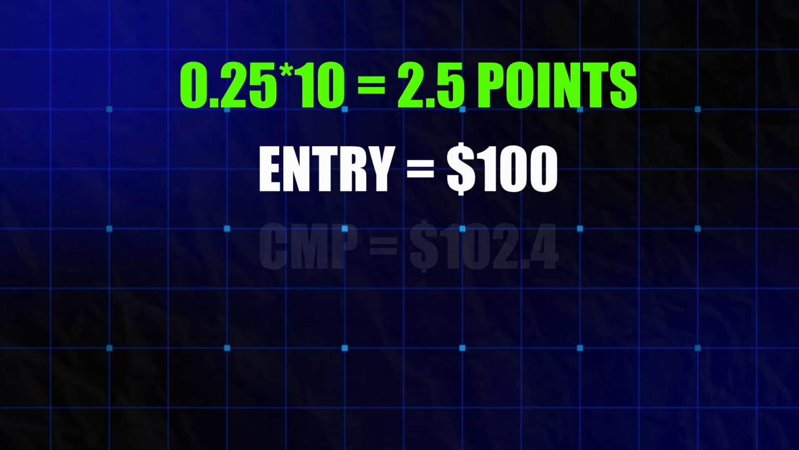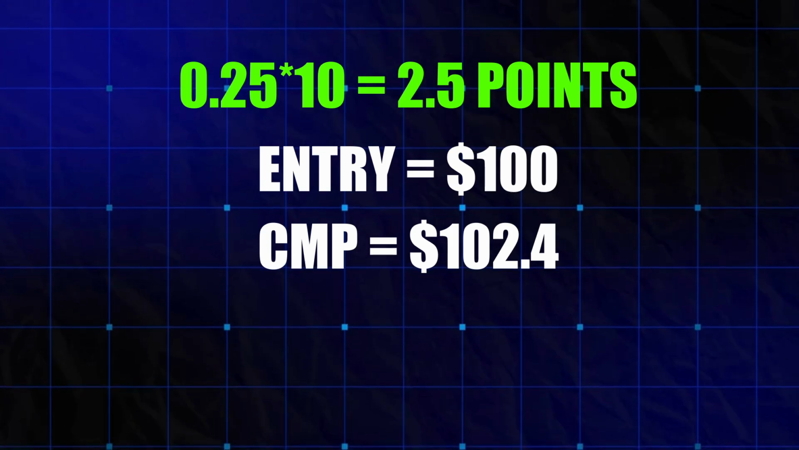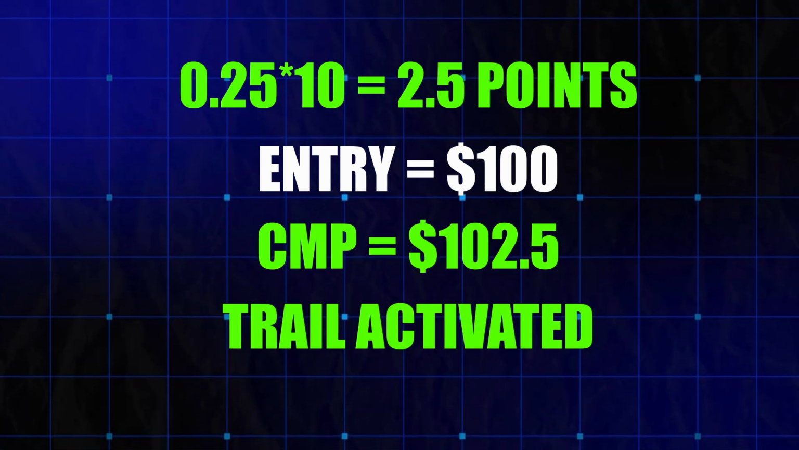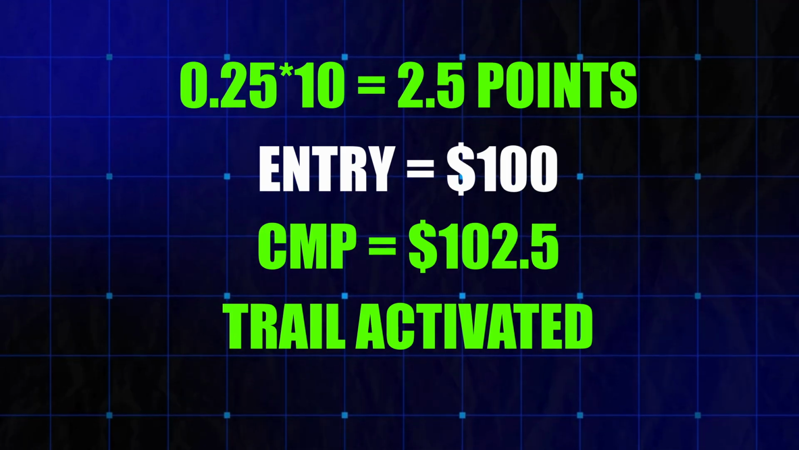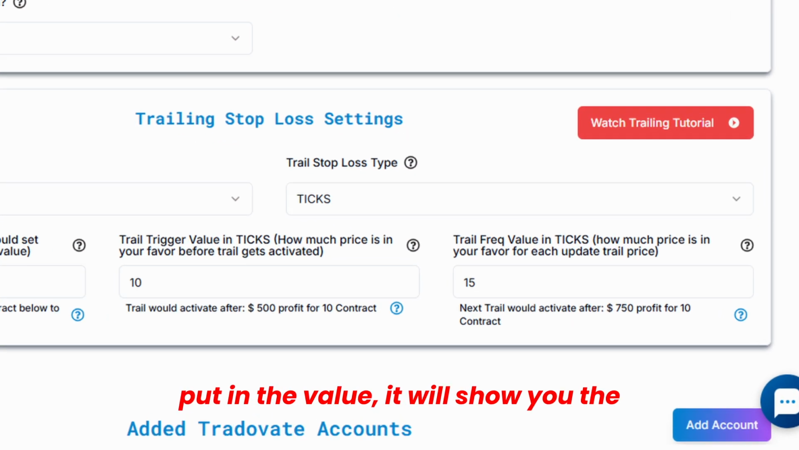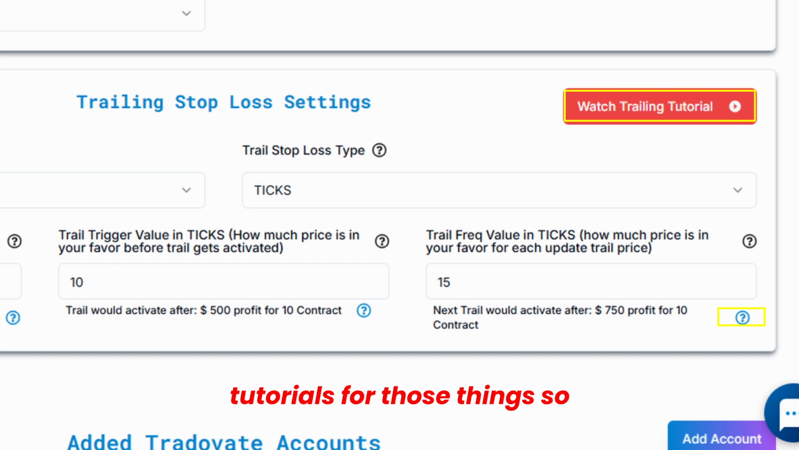So if the market moves to 102.4, then nothing will happen. And when it moves to 102.5, the trail gets activated. And here, after every 15 tick movement in your favor, the trail will get triggered. Here, as you put in the value, it will show you the calculations. Here we have video tutorials for those things so you can watch them.